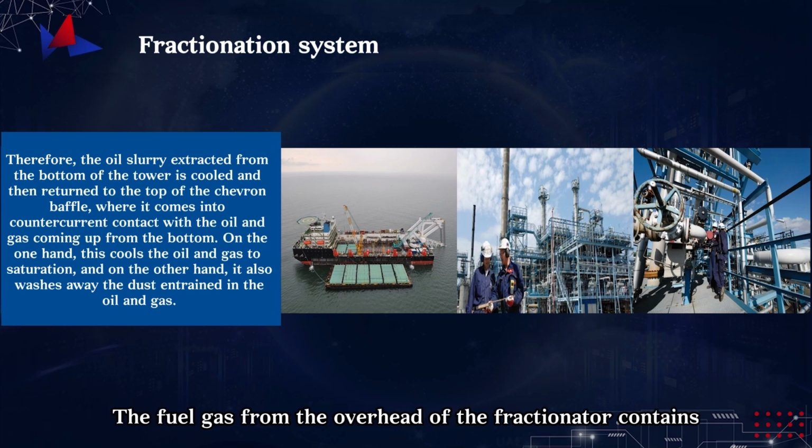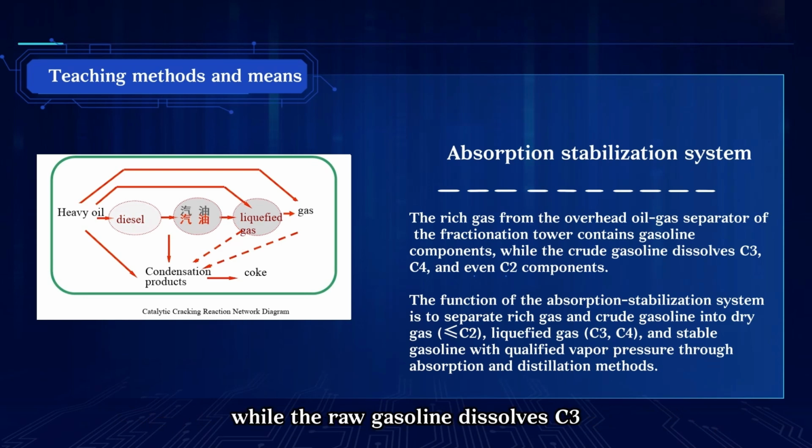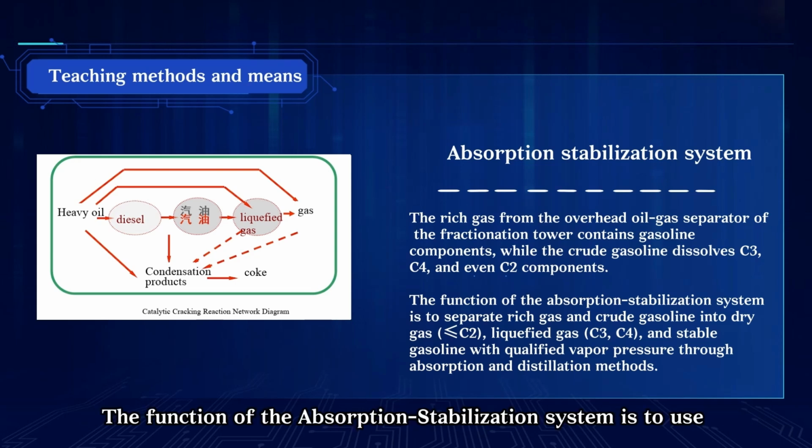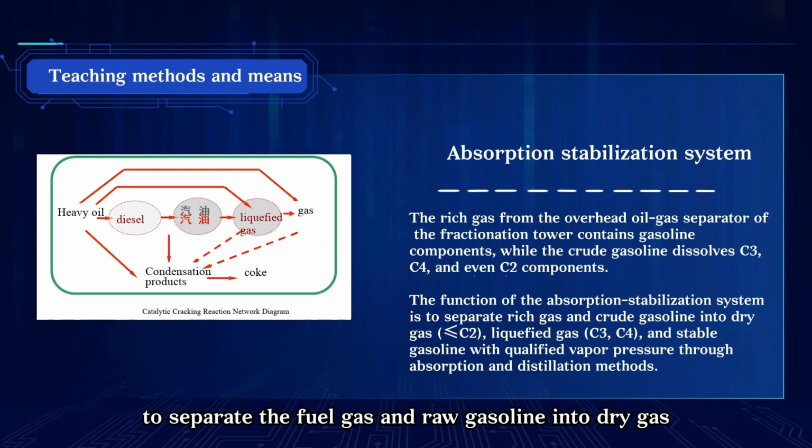The fuel gas from the overhead of the fractionator contains gasoline components, while the raw gasoline dissolves C3, C4, and even C2 components. The function of the absorption stabilization system is to use absorption and fractionation methods to separate the fuel gas and raw gasoline into dry gas, LPG, and stabilized gasoline with qualified vapor pressure.